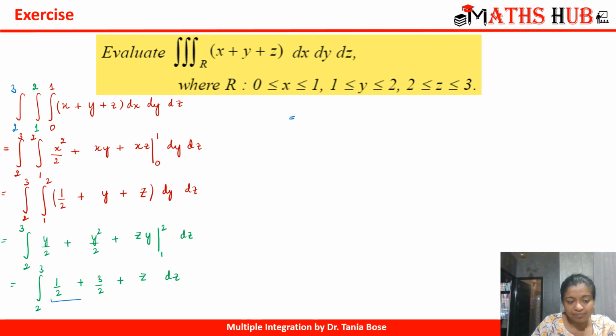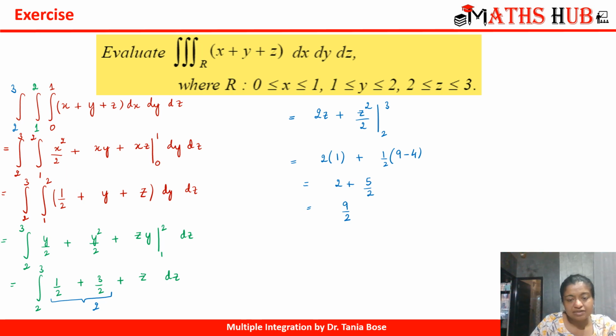So I can club them and I can consider this as 2. So integration of 2 will become 2z and integration of z will become z square by 2. We place the limits as 2 to 3. And now when I put the values, this is 2 times 3 minus 2, which becomes 1. And I'll take out half common. 3 square is 9 minus 2 square is 4. So this is 2 plus 9 minus 4 is 5. So now that becomes 2 into 2 is 4, that is 9 by 2.